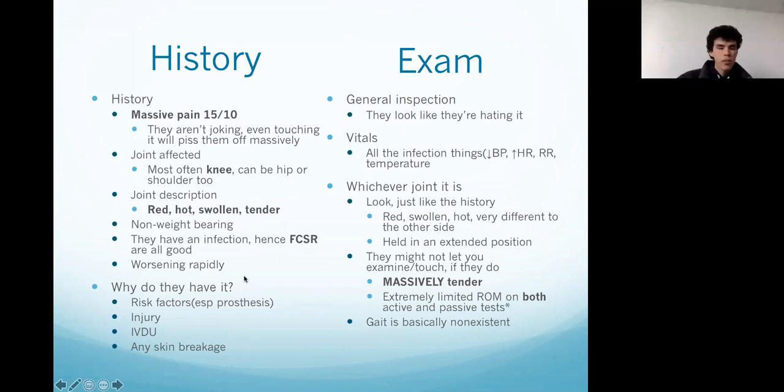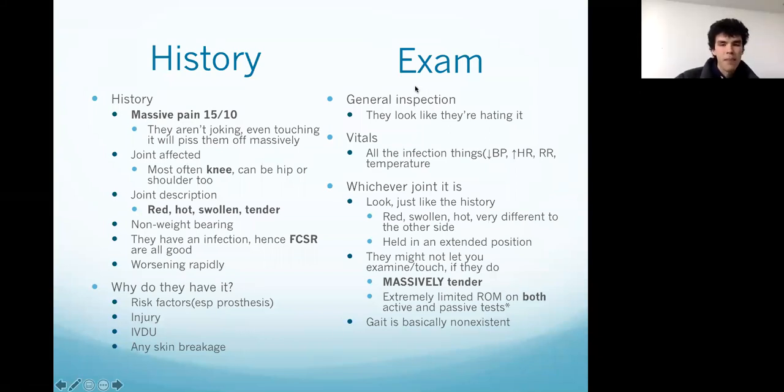Whereas with something like osteoarthritis or rheumatoid arthritis, people can have this over months to years of the joint being a bit creaky, it doesn't feel like it used to, it's a bit uncomfortable, and they can't really pinpoint when it happened. Whereas for something like septic arthritis, yesterday I was fine, today I'm definitely not fine. You can ask them about risk factors for it as well, which we mentioned in the previous slide.